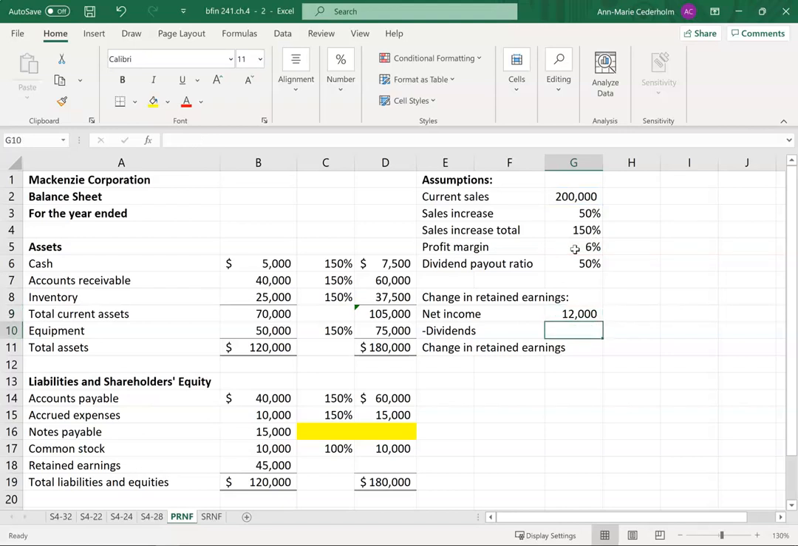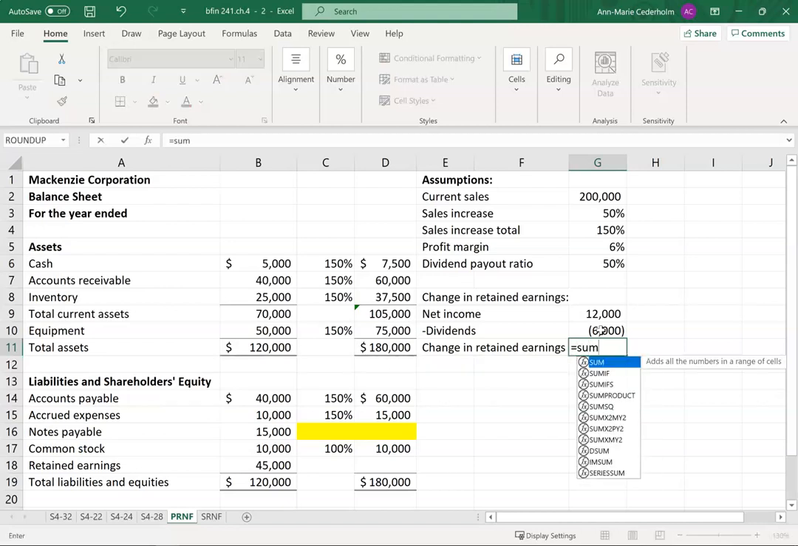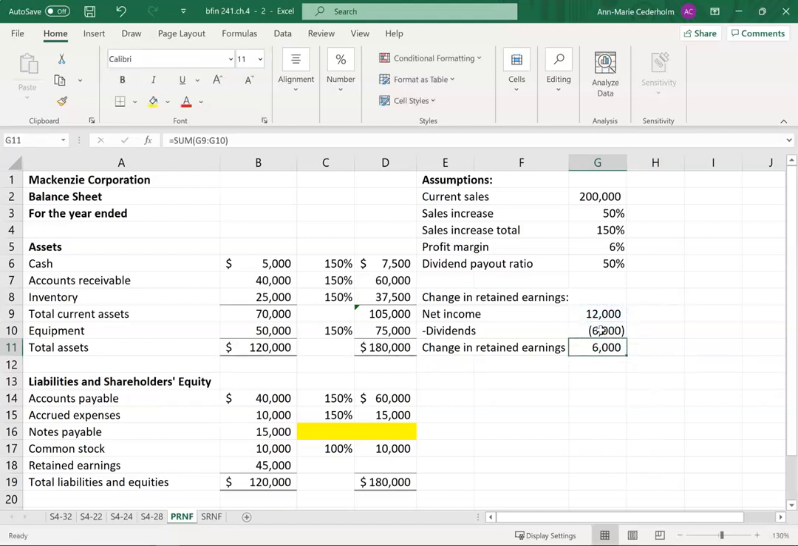Now that I know my net income, I can take my $12,000 and then multiply that by the dividend payout ratio of 50%, and that will give me the amount of dividends that I paid out. And so then when I subtract those two, 12,000 minus 6,000, that will give me my change in retained earnings just for the current year. And I'm just going to write this down for you.